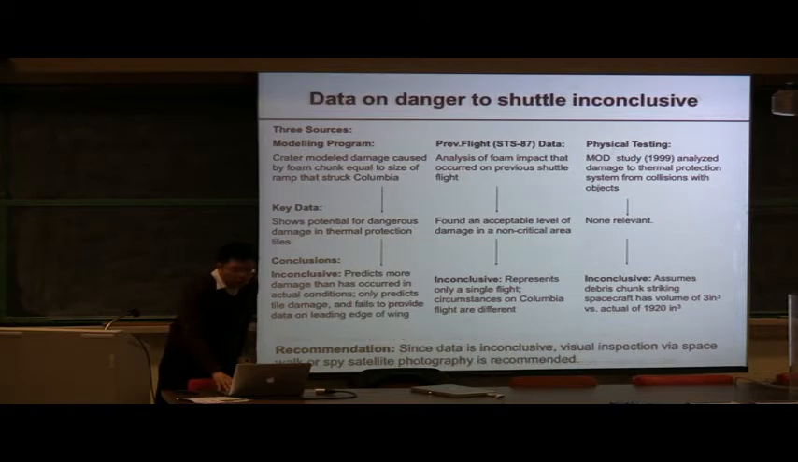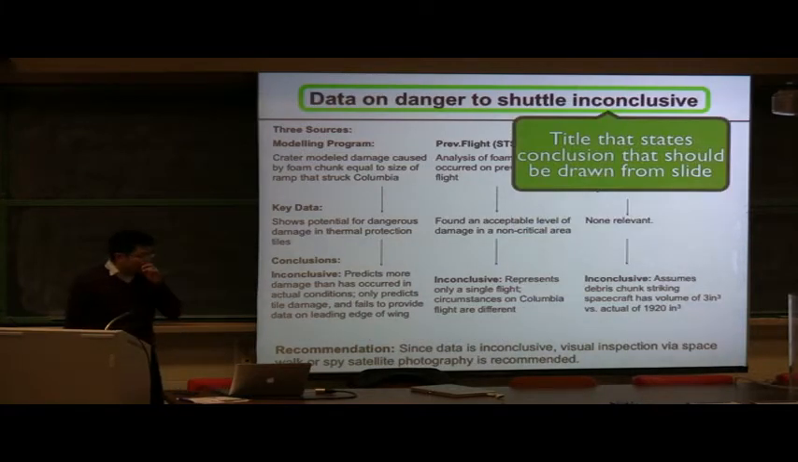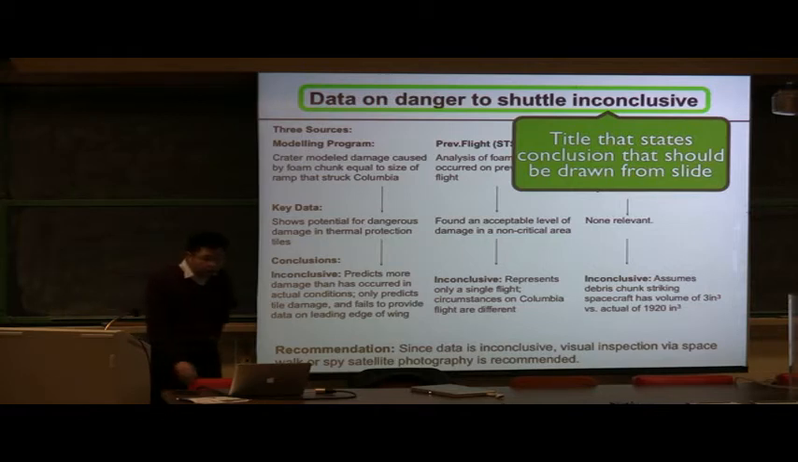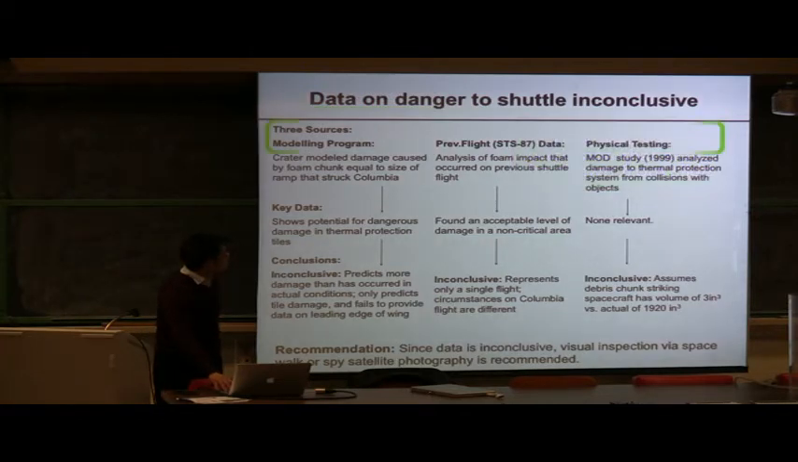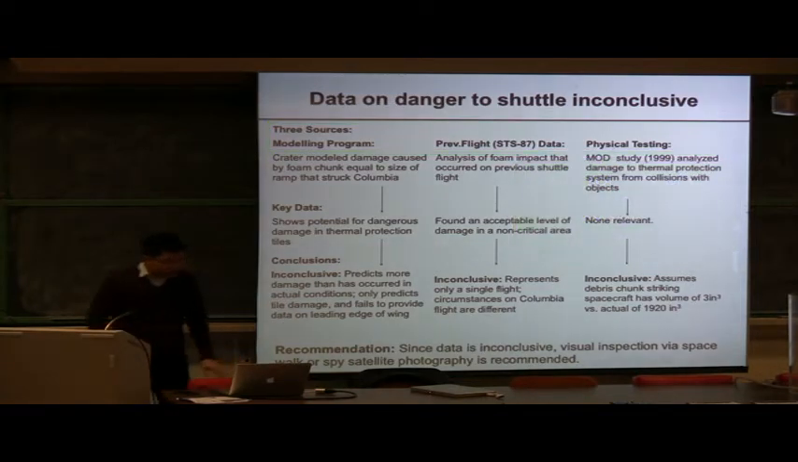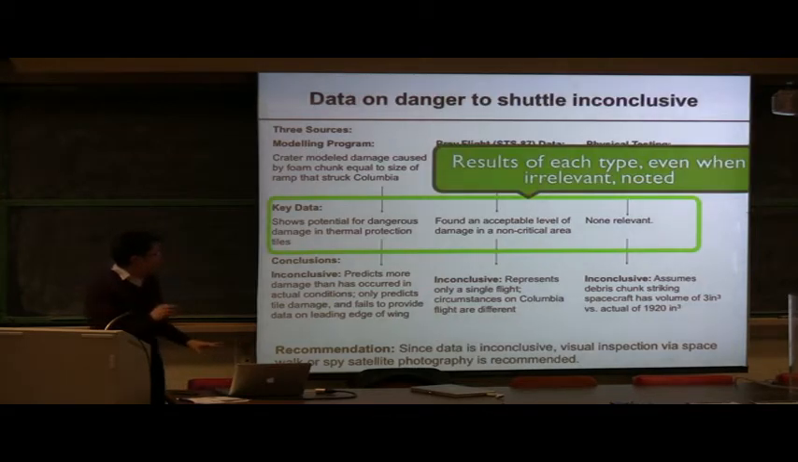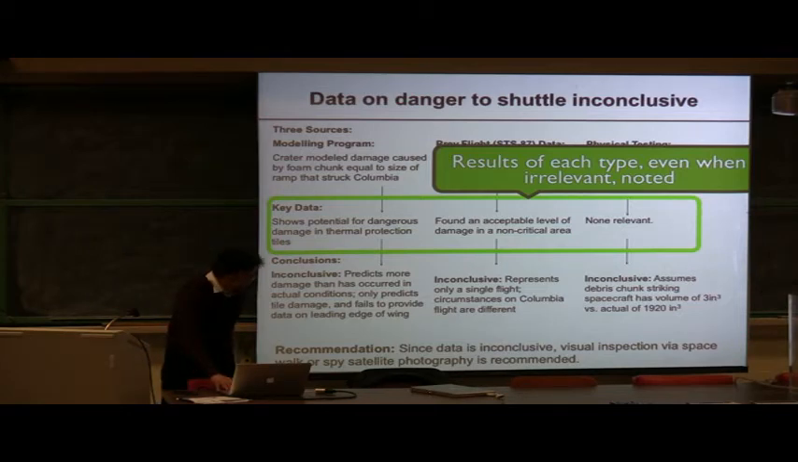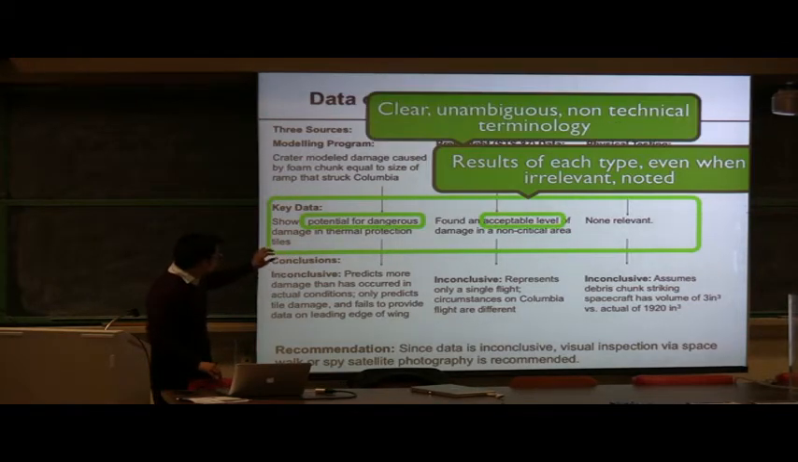So we have a couple things. A title that states the conclusion that should be drawn from the slide. We have those three sources of data that are clearly identified, explained, differentiated. We have results of each of these sources, even if they're not relevant, noted. And notice that there's still an acceptable level and potential for danger, but it's better than significant, right? Acceptable is more clear than significant. Potential for danger, again, more clear than significant.